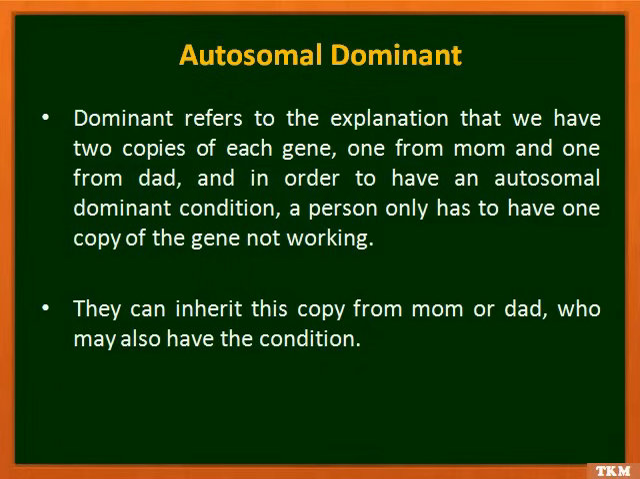Now again, the autosomal is further subdivided into autosomal dominant and autosomal recessive. Dominant refers to the explanation that we have two copies of each gene, one from mom and one from dad. And in order to have an autosomal dominant condition, the person has to have one copy of a non-functional gene. So if a person inherits even one copy of a non-functional gene from either mom or dad, the person will be affected, and they can inherit this copy from either mom or dad, who may also have the condition.